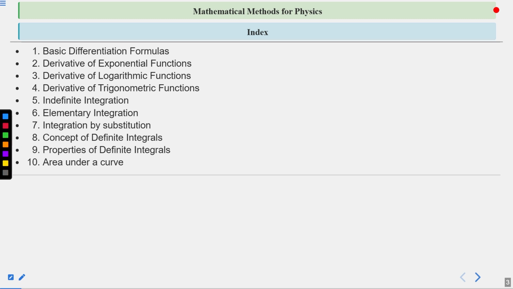So, in today's lecture, we will cover first basic differentiation formulas, then derivative of exponential functions, then derivative of logarithmic functions, fourth, derivative of trigonometric functions, fifth, indefinite integration, sixth, elementary integration, 7, integration by substitution, eighth, concept of definite integrals, 9, we will learn properties of definite integrals, and 10th, area under a curve.